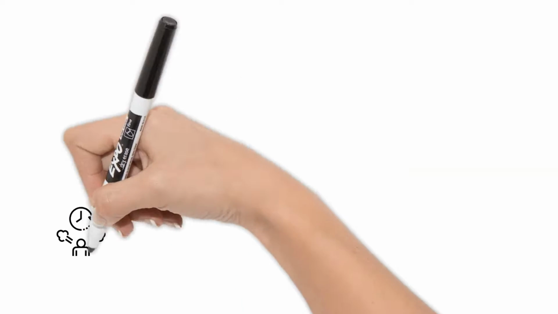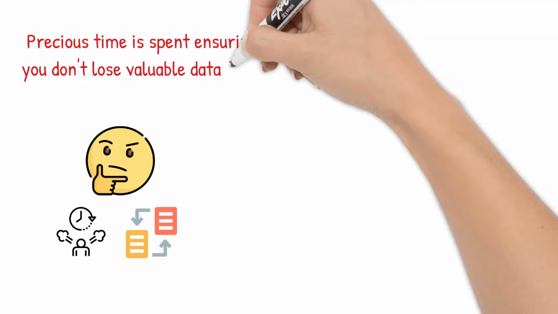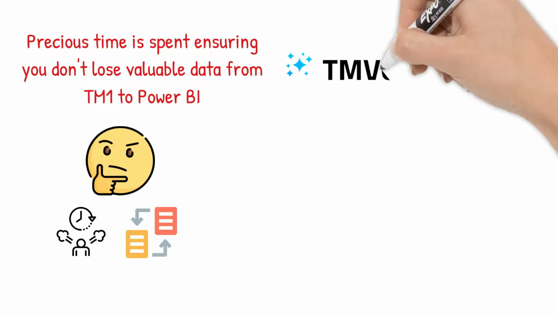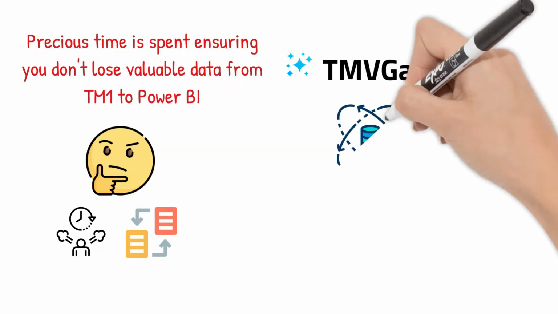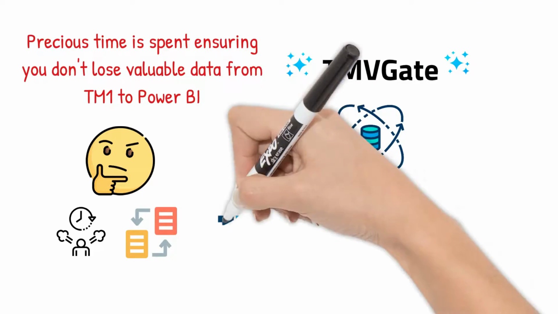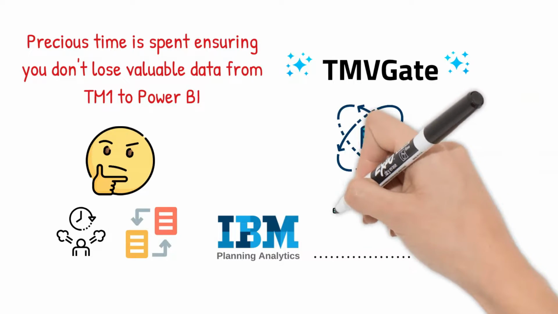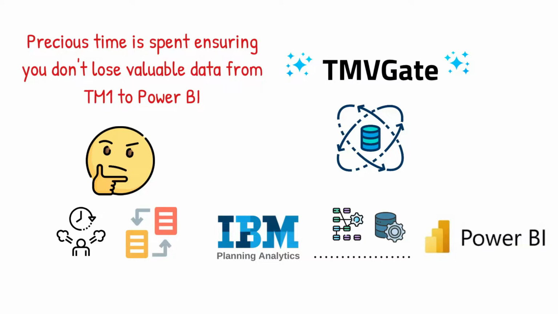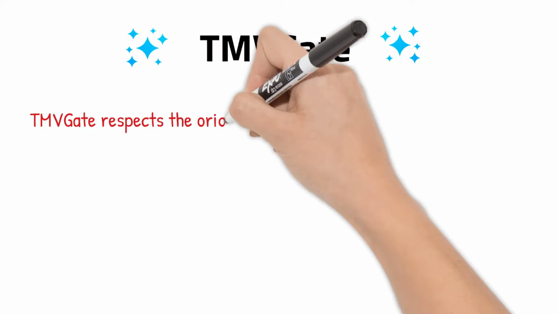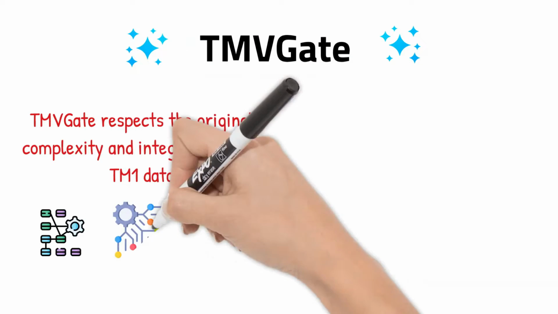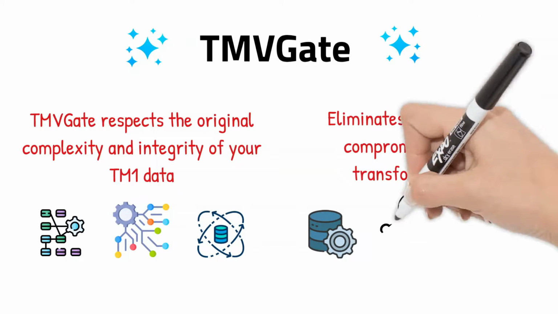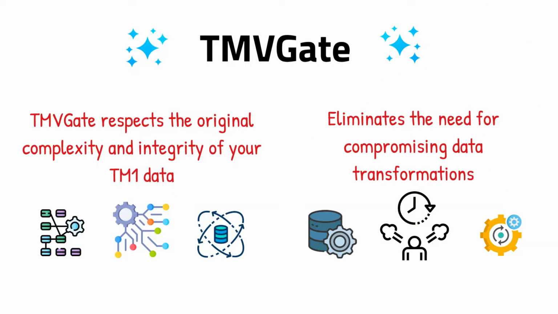And this is where most of the time gets spent, trying to make sure you don't lose any valuable data details. Now, let's introduce TMVGate. Designed to make this process much simpler. With TMVGate, you can bypass the cumbersome restructuring process, enabling a direct and efficient transfer of hierarchical data from TM1 to Power BI. In this video, we'll demonstrate how TMVGate respects the original complexity and integrity of your TM1 data, eliminating the need for potentially compromising data transformations.